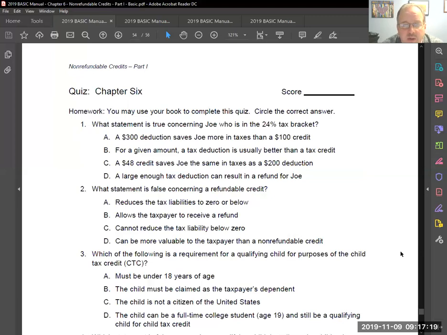Remember, credits come dollar for dollar off our tax bill. A deduction lowers our gross income, lowers our taxable income before the tax is calculated, so it becomes a proportional or percentage effect. It's not dollar for dollar on the deductions. As we get into chapters on adjustments to income and the standard and itemized deductions, you'll see that those are not dollar for dollar reductions in what we may owe in taxes.